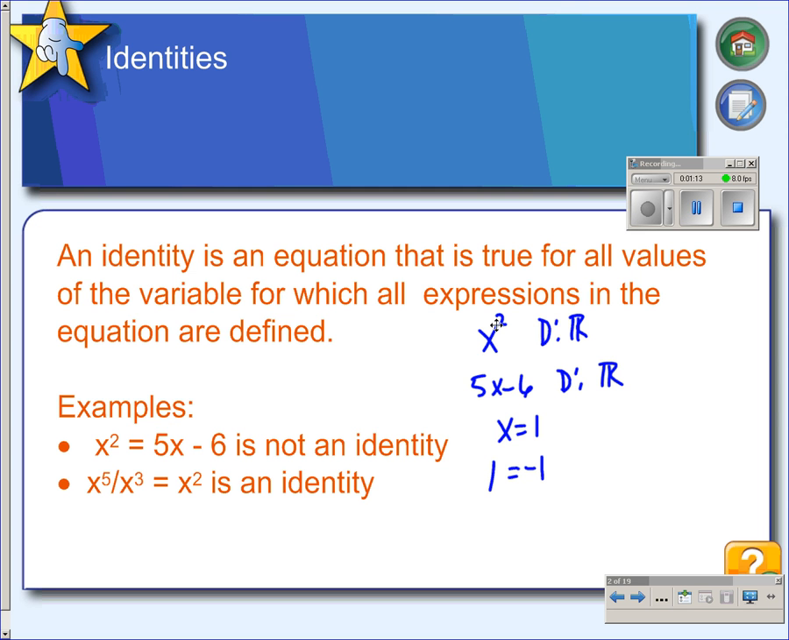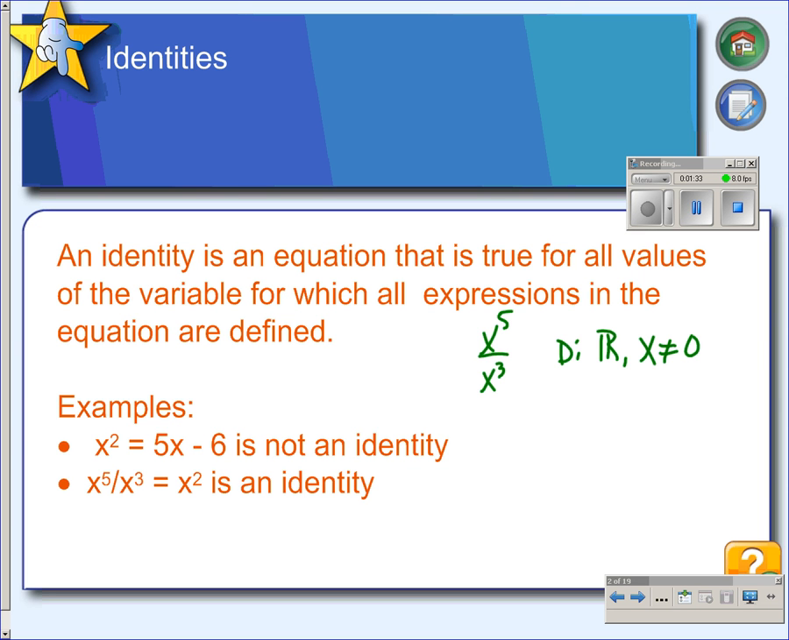In the second example, the left side of the equation is defined for all real numbers except x cannot equal 0 because then we'd be dividing by 0. And the right side of the equation is defined for all real numbers. So this one is an identity because for any x value that we can choose in the domain of both sides, we would find the left side equals the right side.